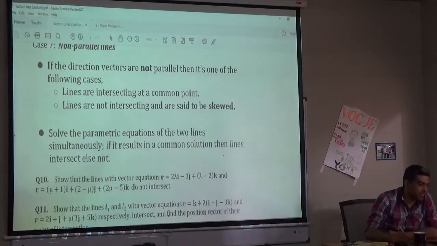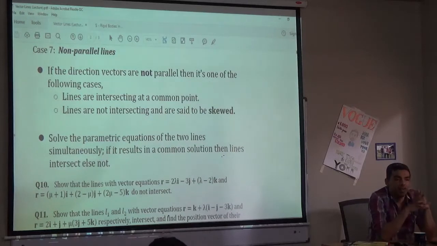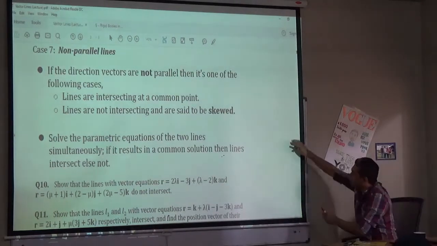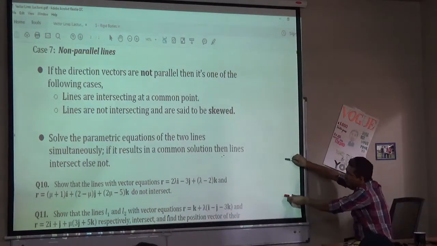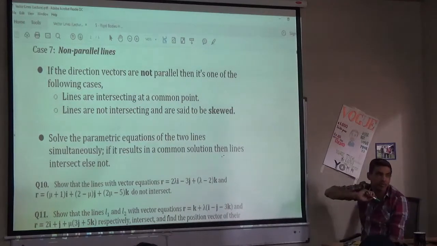Okay, next case is non-parallel. Very simple: if the direction vectors are not parallel, then the lines are non-parallel. That's as simple as that. But because we are dealing with 3D, not 2D anymore, things differ. In 2D, we were dealing with one plane and both lines were on the same plane, so if they were not parallel, they were supposed to intersect at a common point.